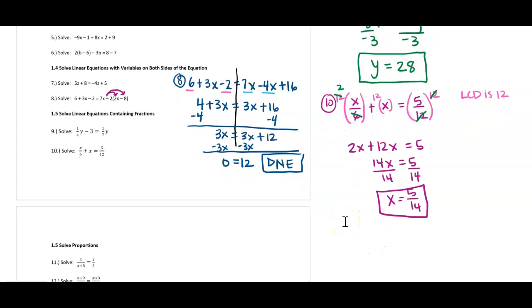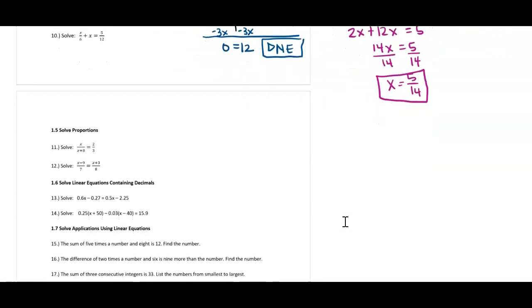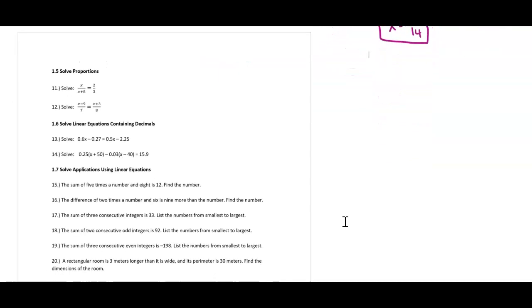The fraction ones are definitely ones that students like to review, and they do oftentimes show up on the final exam. They want to make sure that you know how to work with fractions in equations too.